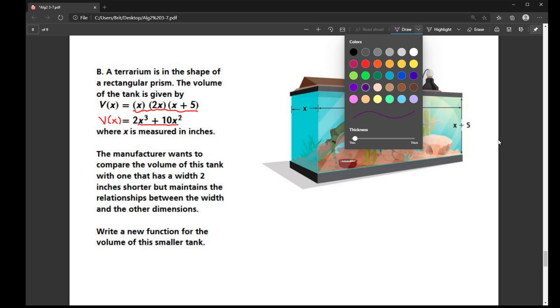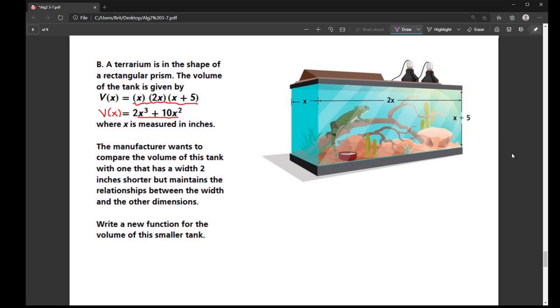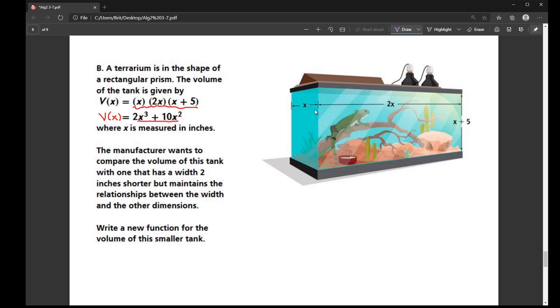Okay, so here the width is x. So what they're trying to do is take this and shrink it by 2 inches. That's what they're saying. But they say that they want the rest of these to have that same relationship. So in here, I'm going to subtract 2 this way. So I'm still multiplying by 2 to get this length, but that 2 is going to impact this minus 2 that's in here. And the same thing here, I'm going to have x minus 2 plus 5.